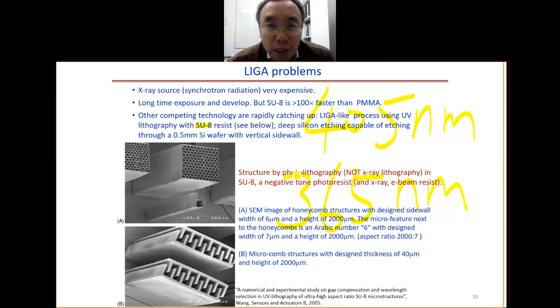Another competing technology to the LIGA process is deep silicon etching. Nowadays, deep silicon etching can etch really fast, going to a few tens of micrometers per minute. So it is easy to etch through a silicon wafer. A third reason is that for the LIGA process, we need synchrotron radiation, which we know is not very widely available. There is only one, the Canadian Light Source in Canada.